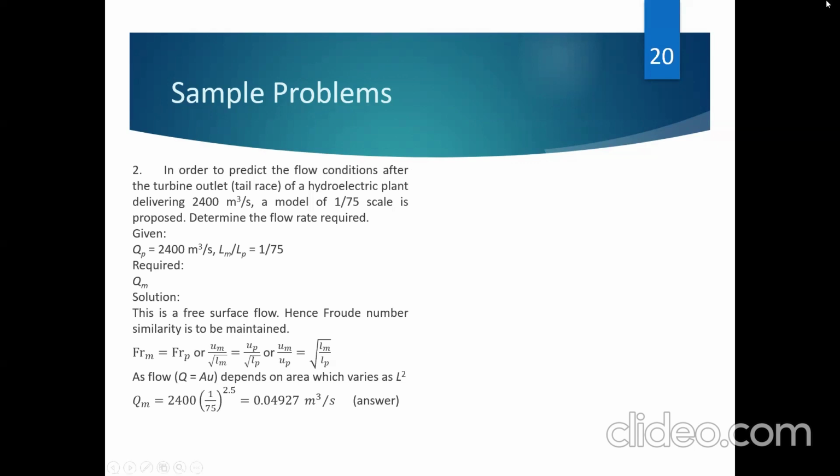Okay? It takes a while when using the mouse. As flow, Q is equal to AU, and area varies as L squared. Using the mouse is slow and it hangs, so let's go straight. QM is equal to 2,400 times 1 over 75, 2.5, which is equal to 0.04927 cubic meter per second.